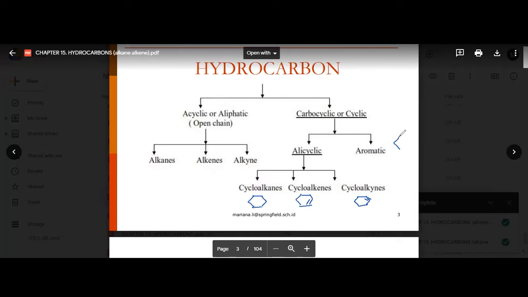For aromatic, it is cyclic, but it has a conjugated double bond. Conjugated means the double bond and single bond are adjacent to each other, and that means the double bond can shift from one position to another position. So this is called aromatic, and can be symbolized by the ring inside it. Aromatic means it consists of a benzene ring. So that's the difference between aliphatic and carbocyclic or aromatic. We will focus on alkanes. In this video, we will focus on alkanes and alkenes.